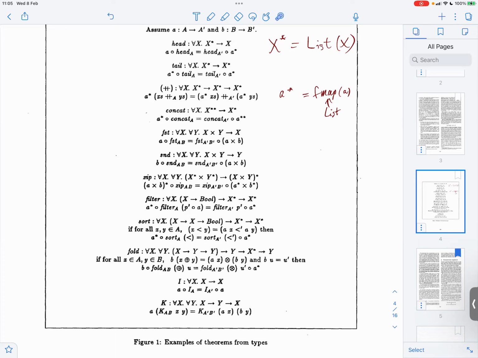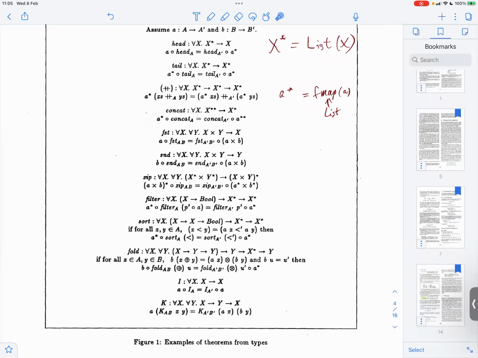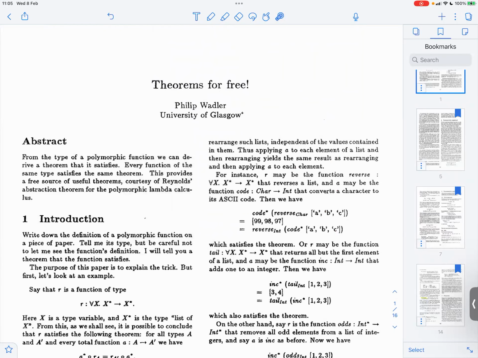But how do I come up with these theorems or equations? So filter satisfies this. How does it follow from the type of the filter? Because by what is said here, it follows from the type what theorem it satisfies. The paper does not actually explain very clearly how to do that. It gives some examples, but it does not explain how those examples work in detail.